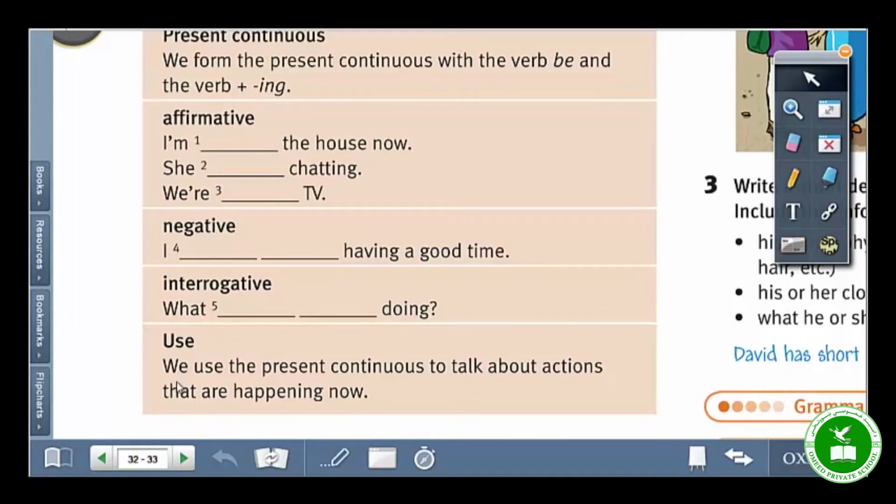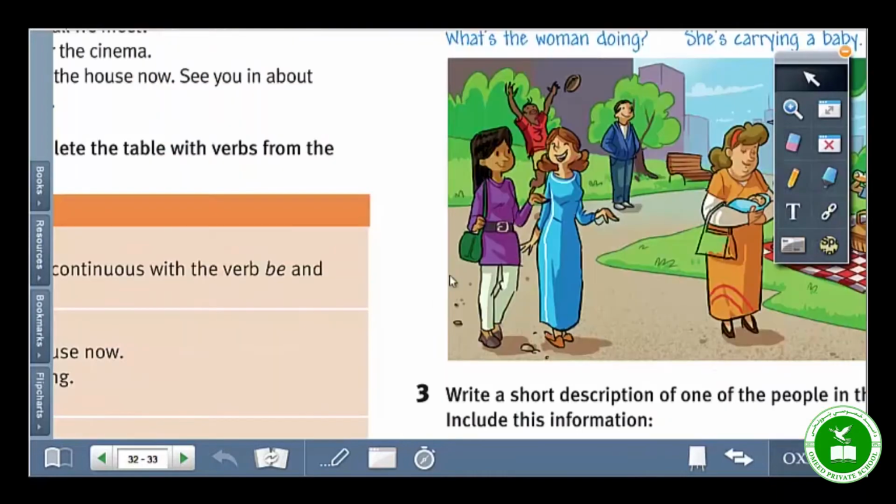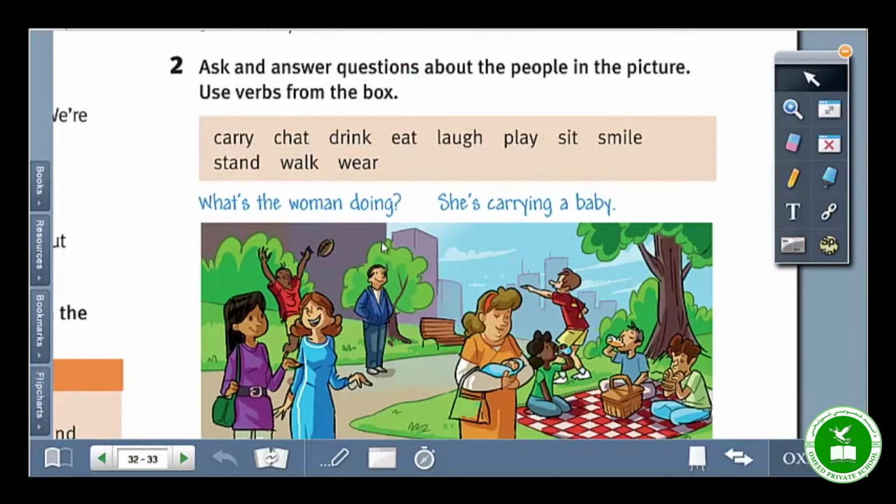We use the present continuous to talk about actions that are happening now, right? Yeah, of course, because when you are talking about present continuous tense, it means you're talking about the actions that are happening right now. Okay, very good. Let's go to the other side. What do we have here?